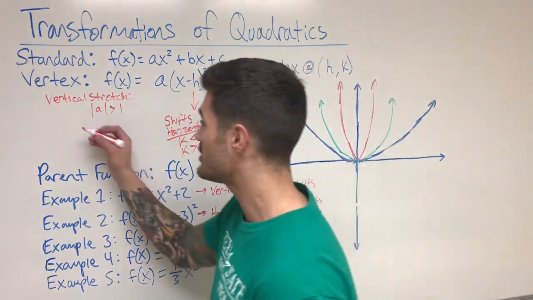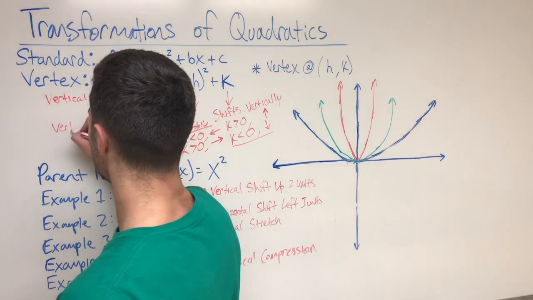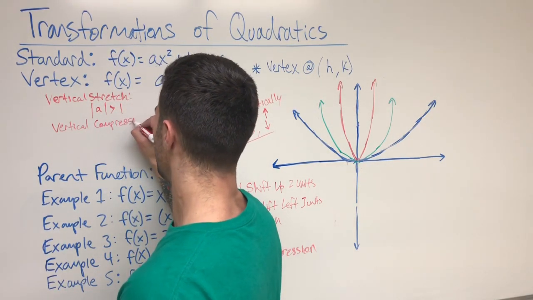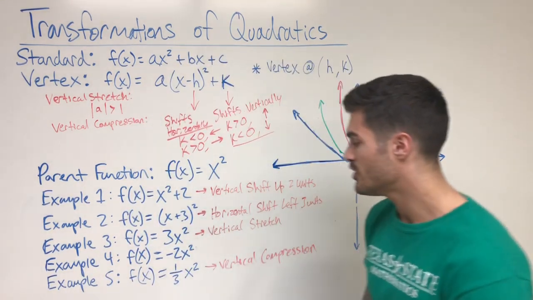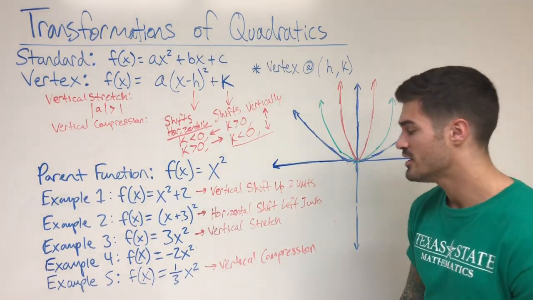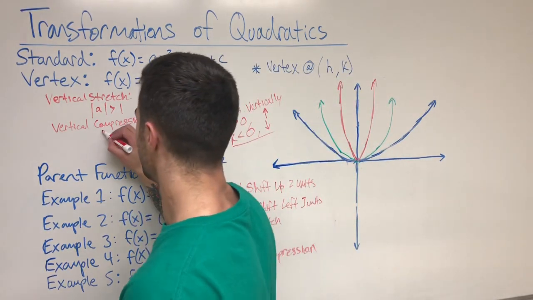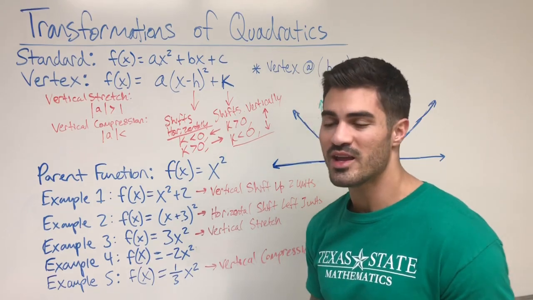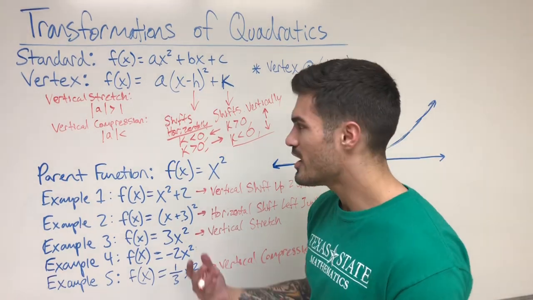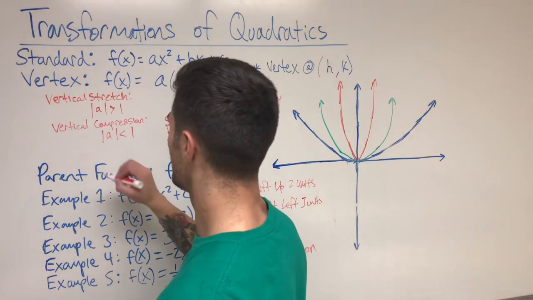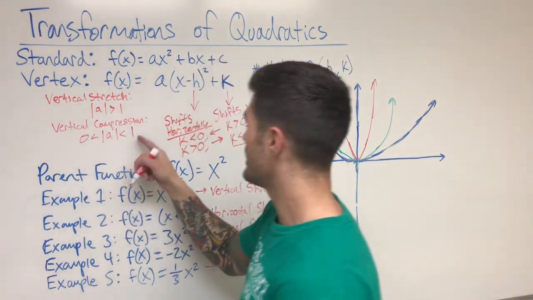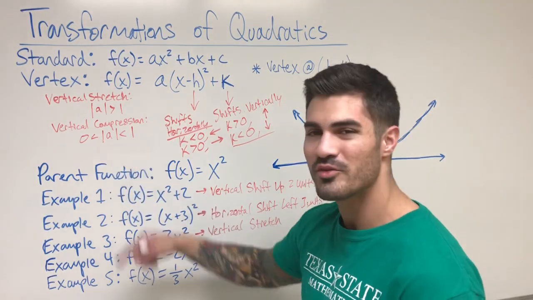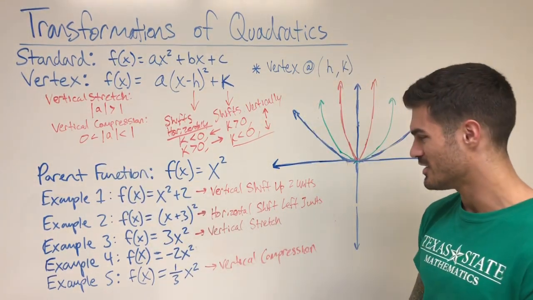So what about vertical compression? Vertical compression is when what? The absolute value of a is less than 1, right? And that basically means a is between negative 1 and 1. a can't be 0, obviously. So technically greater than 0, because my a can't be 0, or all this is gone, and it's not even a quadratic, okay? But you won't have to worry about that too much. You won't see cases where a equals 0.